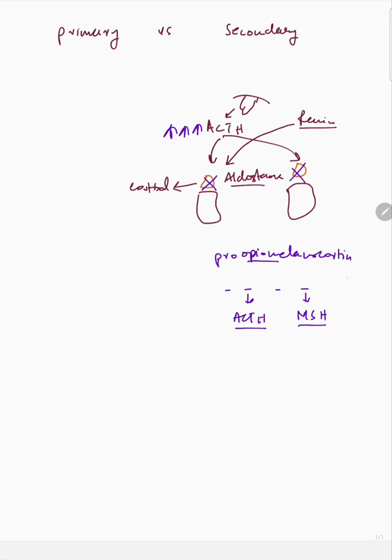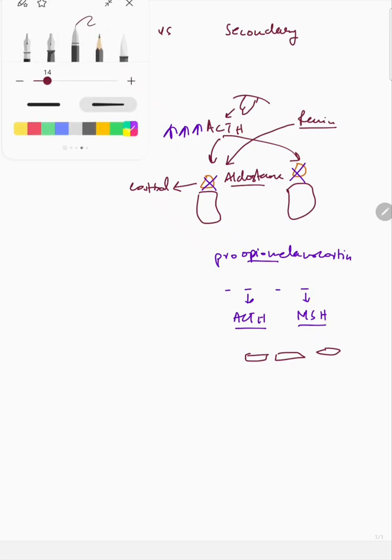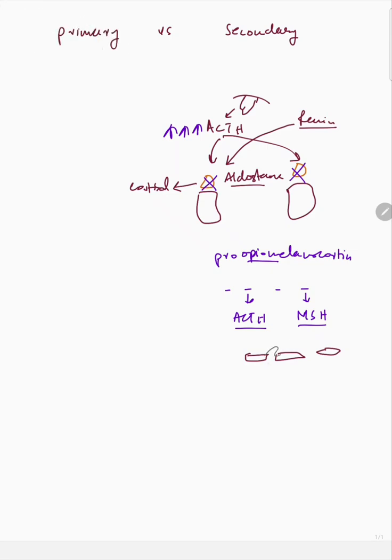Now, when MSH level is increased, it acts on the melanocytes in the skin and results in an increased amount of melanin. Increased melanin is what gives you the hyperpigmentation. So the first finding associated with primary adrenal insufficiency is hyperpigmentation. Second, we need to know about aldosterone.